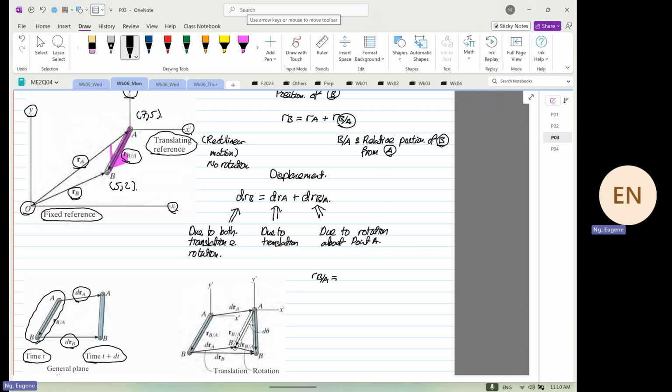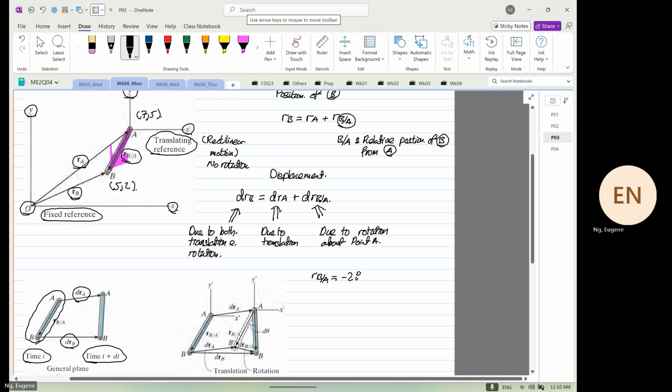Point B, am I right? Sorry, the reference point is at point A. So if we look at the reference point at point A, in terms of I, you will have minus 2I, okay? And then in terms of J, you have minus what? Minus 3J. Okay. I know this is obvious, but I want this to be clear.